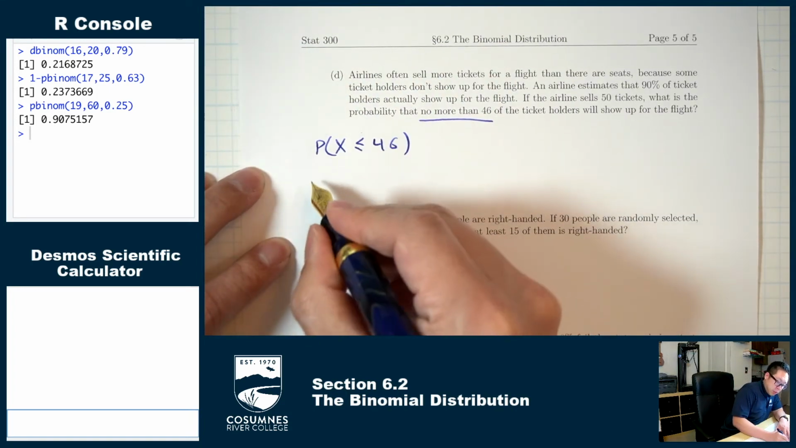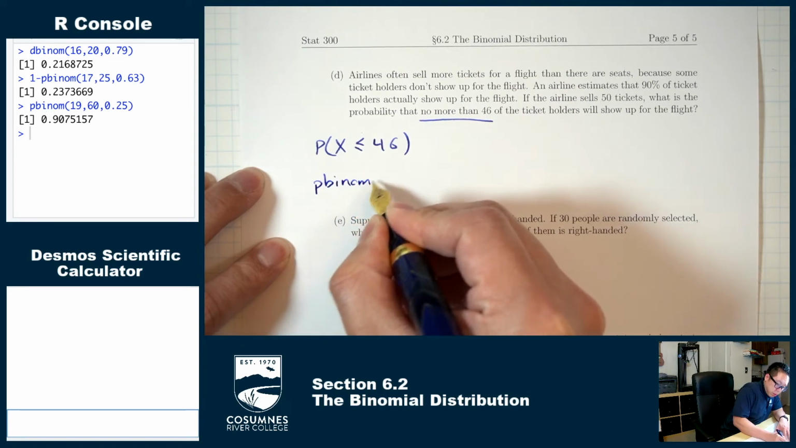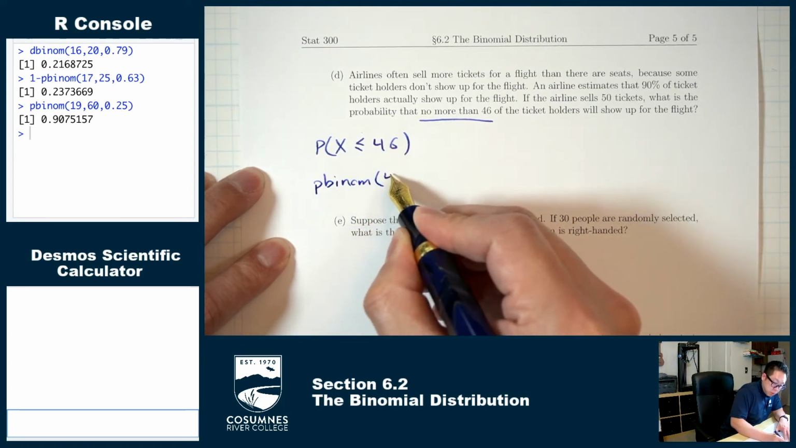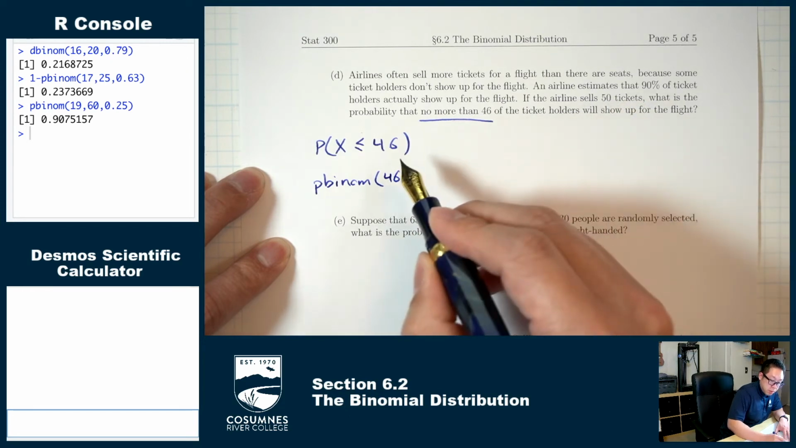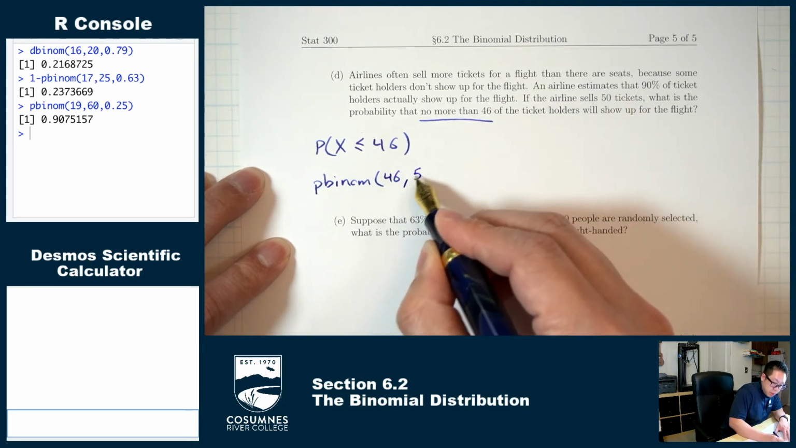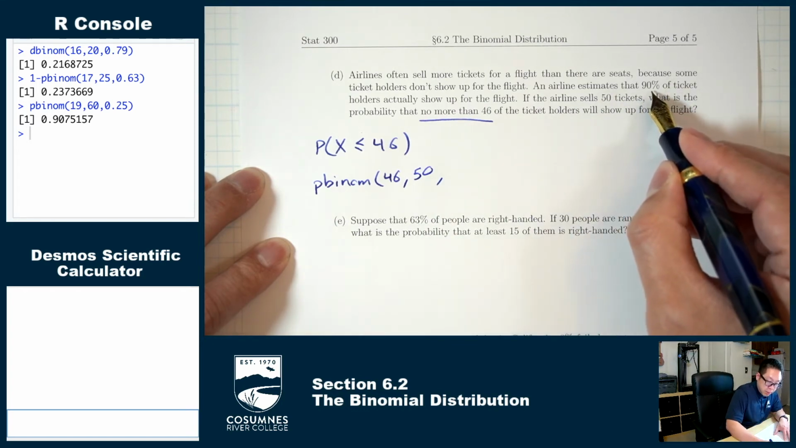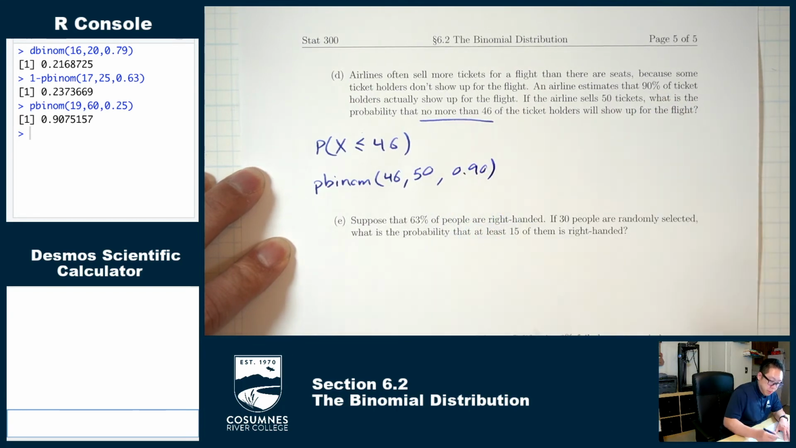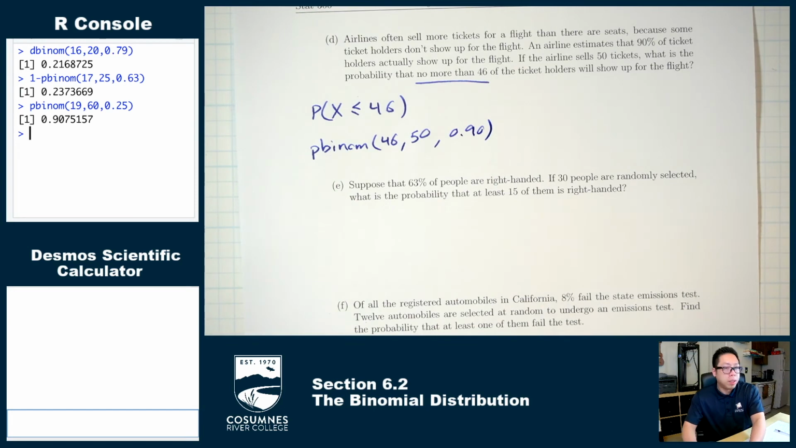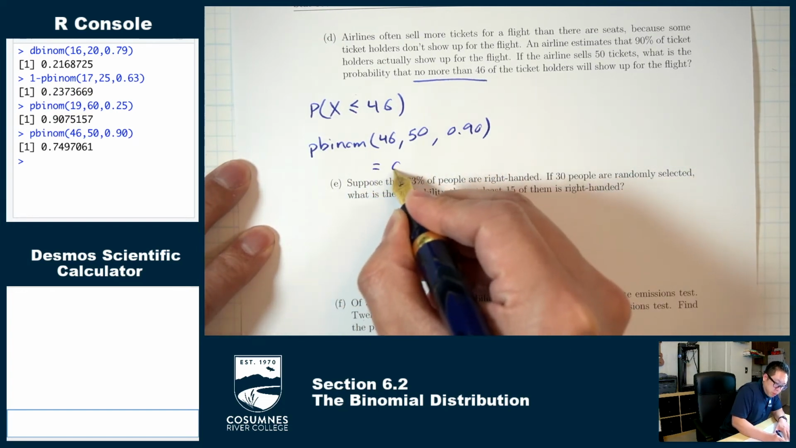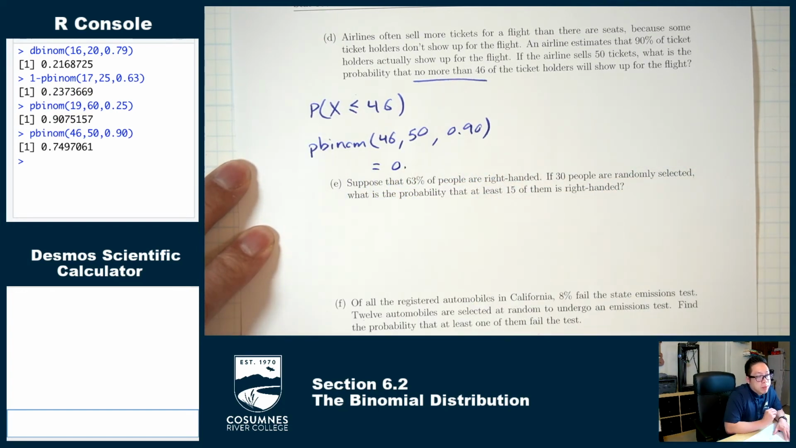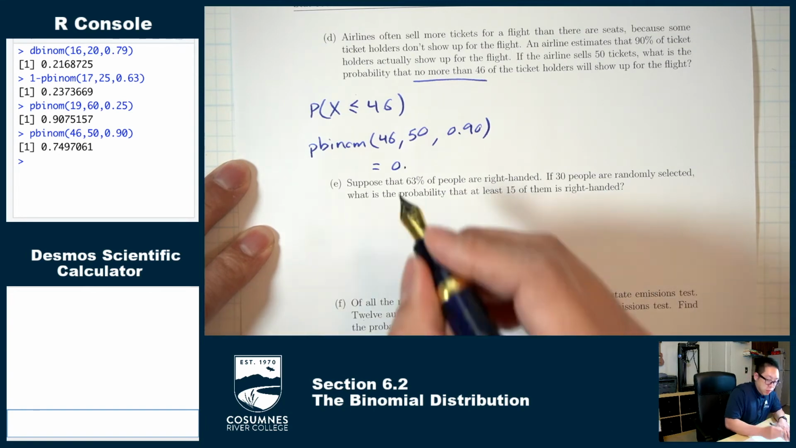So we just need to do P binom. Number of successes, that's this number, 46. Number of trials, that's the total number, the bigger number, so that's 50. Probability of success, that's going to be 90% as a decimal, so that's 0.90. And then we just need to type that in. P binom, 46, 50, 0.90. Okay, rounded to 3 decimal places, this would be 0.7, that's going to bump up to 50, so 0.750.